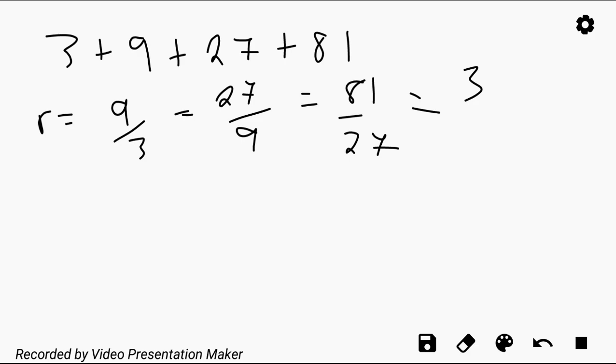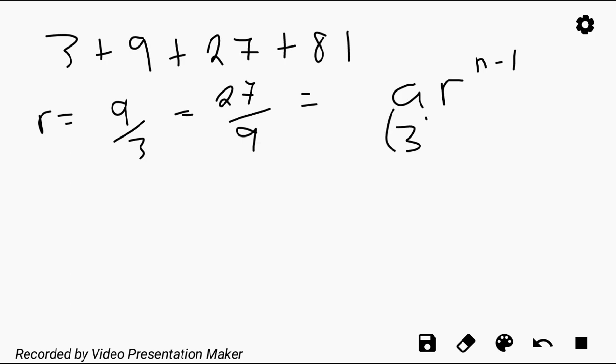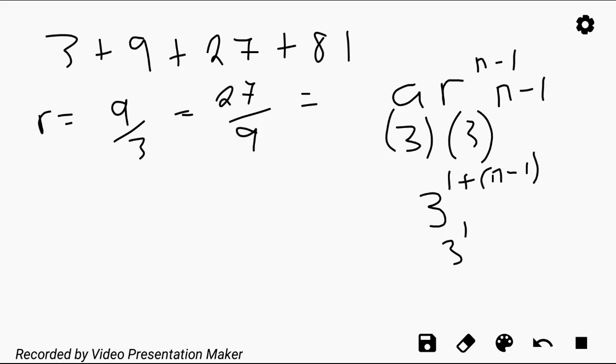Looking at a GP, how do I find the nth term? It is found by a times r to the power n minus 1. Yeah, this is the formula. So what is my a? My a is 3. What is my r? My r is also 3, but this is to the power n minus 1. I won't replace with n because I want to find the formula for the nth term. So I'm just going to multiply this 3 by this 3. These are the same bases, so I'm going to add up the powers. So this is going to be 3 to the power 1 plus n minus 1, which is 3 to the power n. So this is my formula for the nth term.